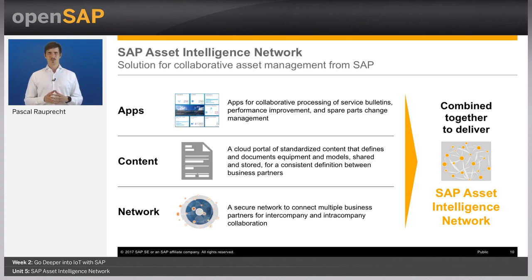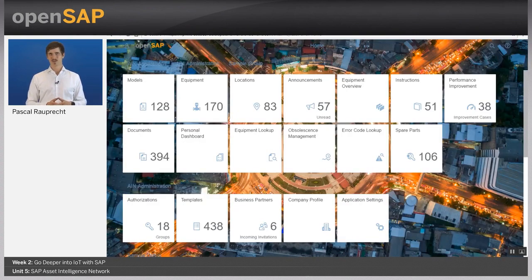Now I will show you the system. So what you see here is the SAP Asset Intelligence Network. As it is running on the SAP Cloud Platform, it's a browser-based solution. So the only thing you need is a browser in order to access SAP AAN. Here you see quite a lot of what we call tiles or applications. We have 3 main applications, and those are the models, the equipment, and the locations. I will jump right into the equipment application to show you what a maintenance planner, a service technician, and also on the manufacturer side, the manufacturer would work with.